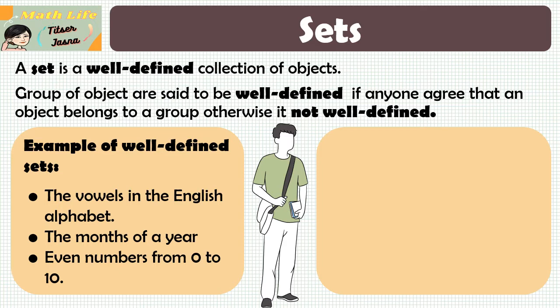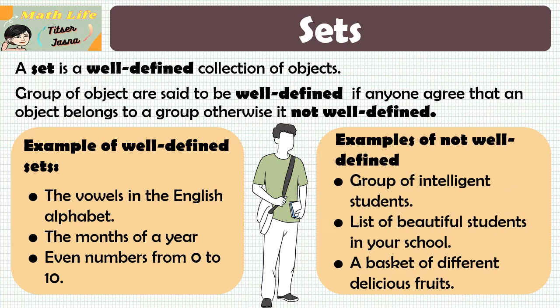How about not well-defined sets? Here are the examples of not well-defined sets. First is a group of intelligent students. For example, we have Rose, Marie, Anne. Those students can be intelligent to me, but to others they are not.